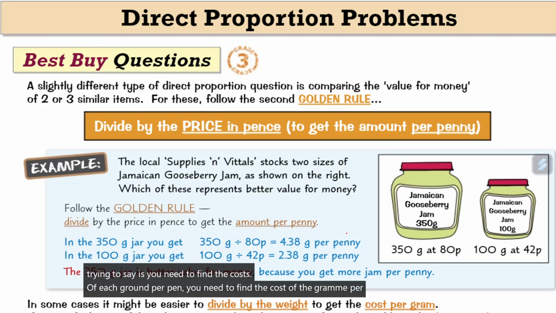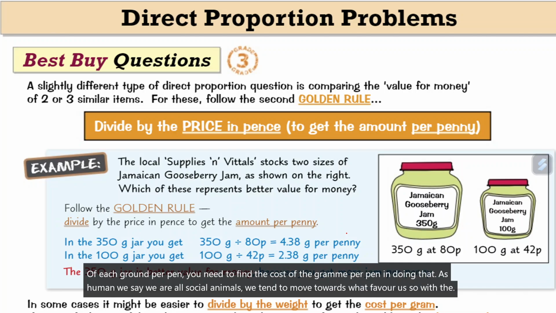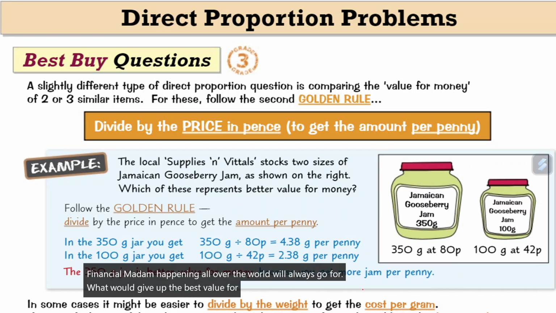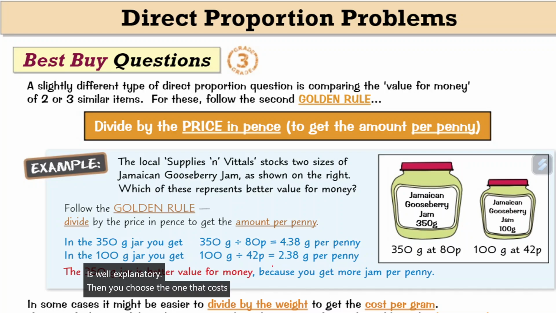In doing that, as humans, we are all social animals. We tend to move towards what favors us. So with the financial meltdown happening all over the world, we'll always go for what will give us the best value for our money. So once you've read this, it's well explanatory, then you choose the one that costs less. You choose the one that has the best value for your money.